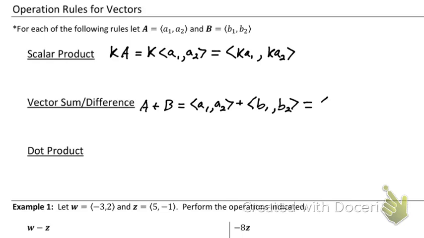So we're going to have a brand new vector that's going to look like A sub 1 plus B sub 1, comma, my second component, which would be A sub 2 plus B sub 2, and the resulting would be a brand new vector.